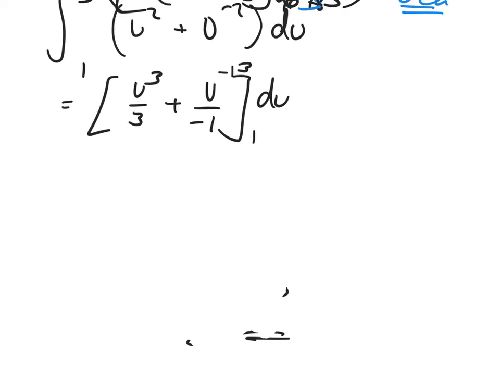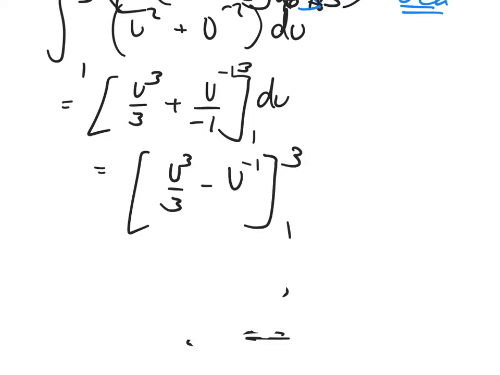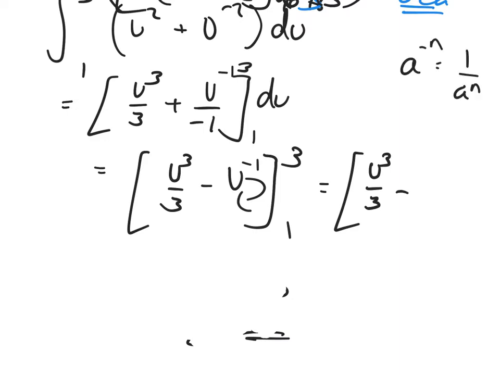Let's tidy that up. So that's u cubed over 3 minus u to the minus 1 between 3 and 1. Let's continue to tidy it up. That'll be u cubed over 3. Bring that back down using the reciprocal rule, a to the minus n equals 1 over a to the n. And that'll be 1 over u to the 1, which is just 1 over u between 3 and 1.